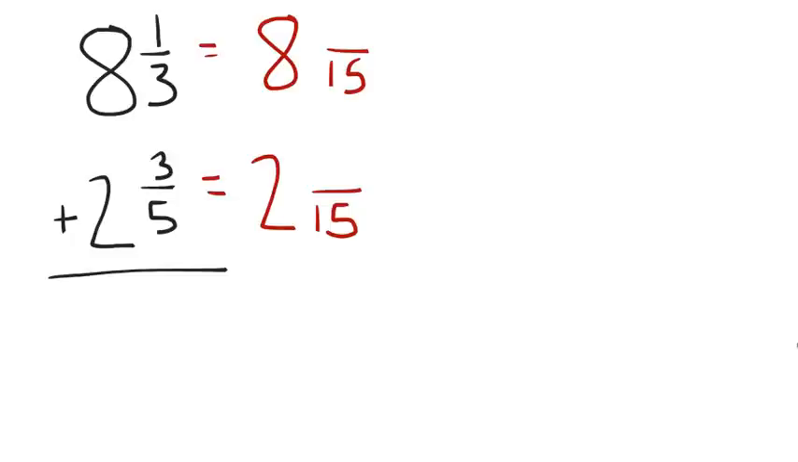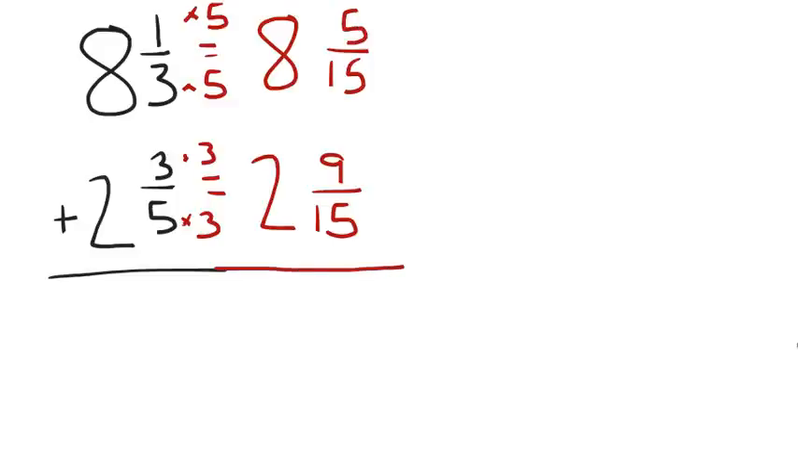Okay? In order to go from 5 to 15, we had to multiply it by 3. So we're going to multiply this one by 3 and we get 9. And then to get from 3 to 15, we had to multiply it by 5, so we're going to multiply this one by 5, and we get 5/15ths. Okay, so same thing, we're just going to go ahead and add. 8 plus 2 is 10. Then our denominator stays the same because we're adding 15ths together. 9/15ths plus 5/15ths is 14/15ths. So we end up with an answer of 10 and 14/15ths.